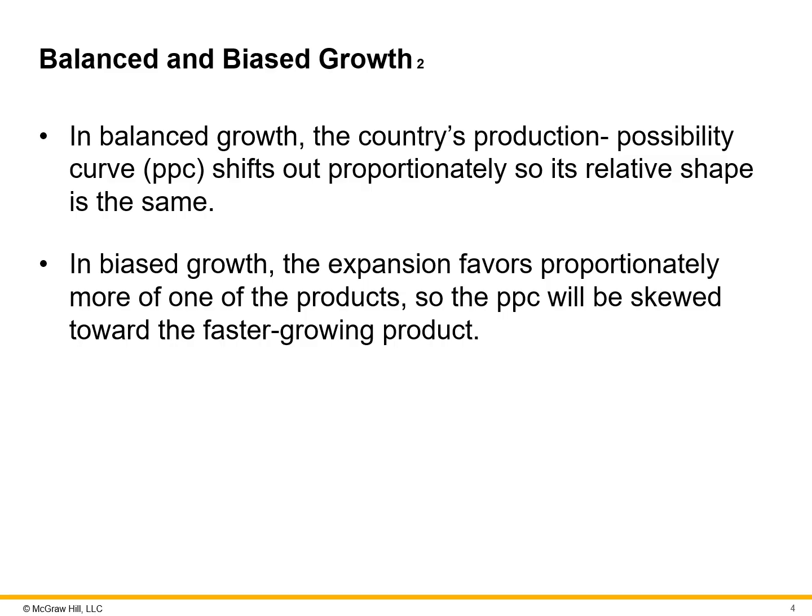One real world example that we try to think about is Canada's expansion of skilled immigration that increases the labor in skill intensive industries, which influences how goods and services are expanding. The expansion favors proportionally one or more of the products. So when we think about the PPC, it'll be skewed towards a faster growing product.